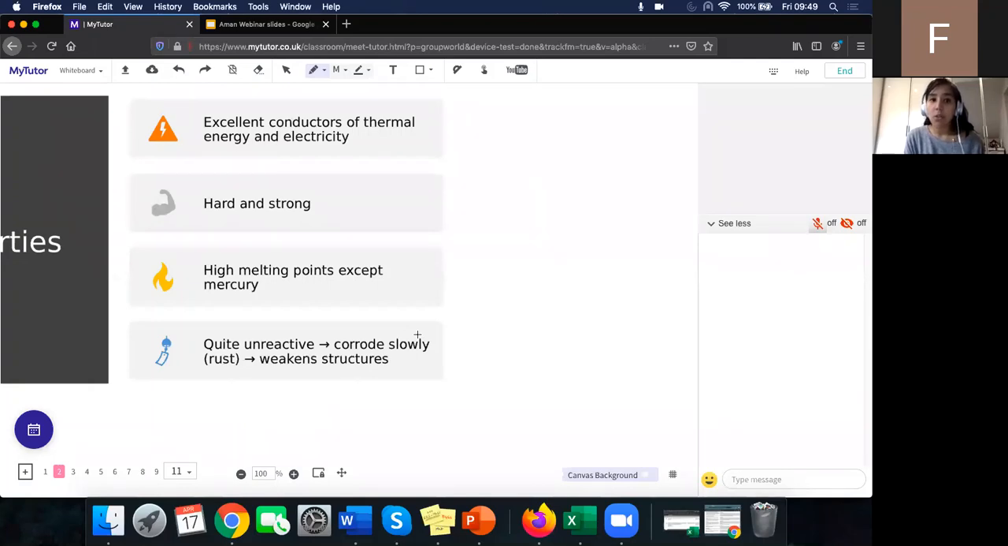So the alkali metals do conduct electricity, so that is one common thing that they both have. But the alkali metals are soft. So do you remember yesterday we covered that the alkali metals were soft? And does anyone remember why the alkali metals are soft?